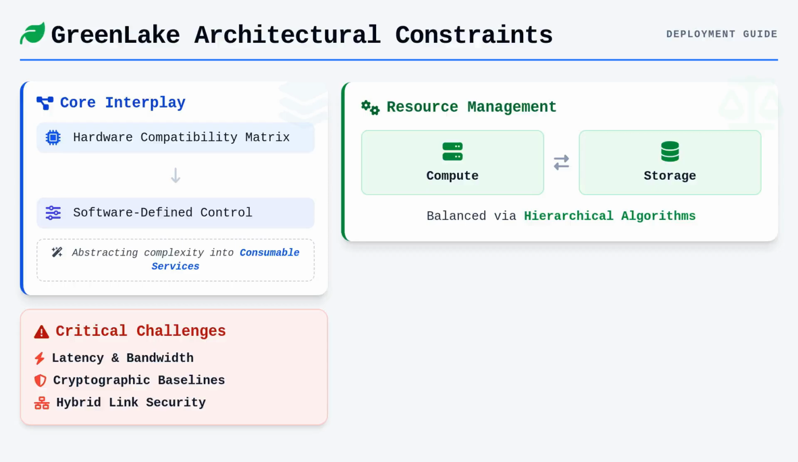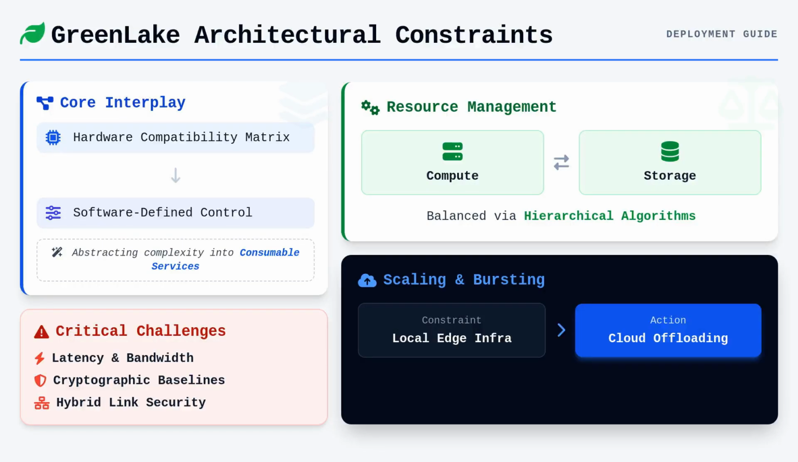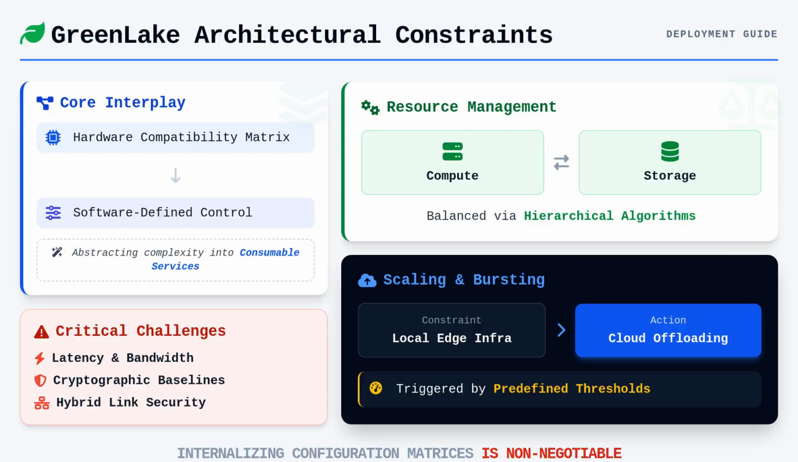You must appreciate that scalability limits are often defined by the physical constraints of the local edge infrastructure, which then dictates how the control plane handles offloading or bursting to public cloud environments. Internalizing these configuration matrices is non-negotiable because the system relies on predefined thresholds to trigger automated scaling and lifecycle management workflows.